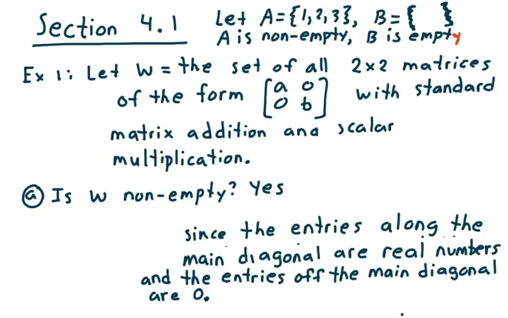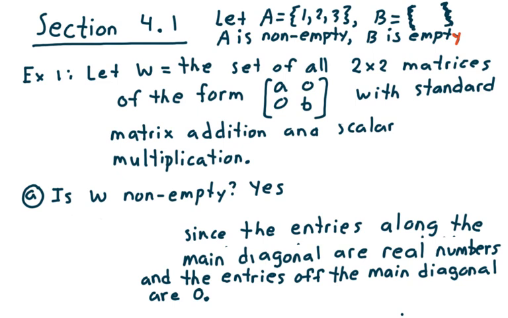This is a video from section 4.1 in a linear algebra class. Let A equal the set that contains the numbers 1, 2, and 3. Let B equal the set that contains nothing in it. B is called the empty set because it doesn't have anything in the set. A is an example of a non-empty set.